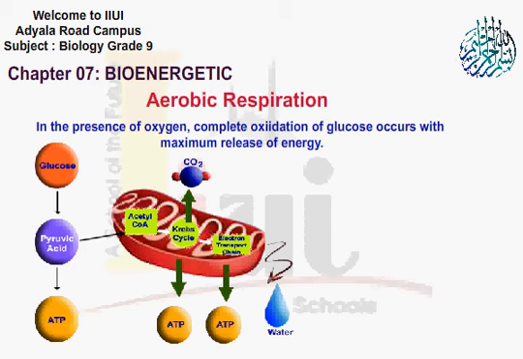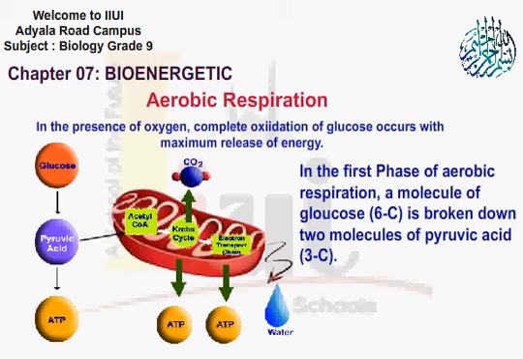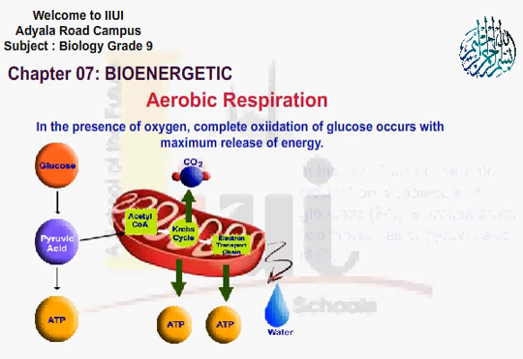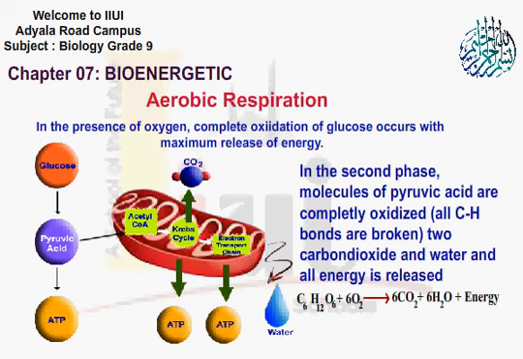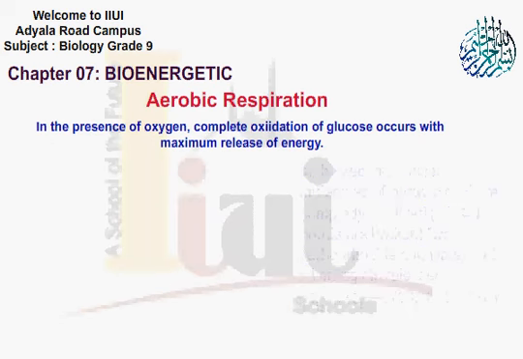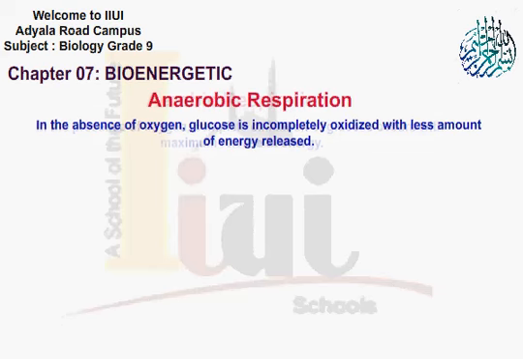Students, the diagram on the screen explains that aerobic respiration consists of two phases. In the first phase of aerobic respiration, a molecule of glucose is broken down into two molecules of pyruvic acid. In the second phase, molecules of pyruvic acid are completely oxidized. Completely oxidized means all carbon-hydrogen bonds are broken into carbon dioxide and water, and all energy is released.